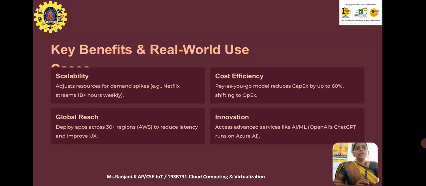So let us see the key benefits and real-world usages of cloud: scalability, cost-effectiveness, global reach, and innovation. It adjusts resources for demand spikes, and efficiency means you pay as you use. Global reach means deployment across 30-plus regions, which reduces latencies. And innovation comes from advanced services like AI/ML. For example, OpenAI's ChatGPT runs on Azure AI.